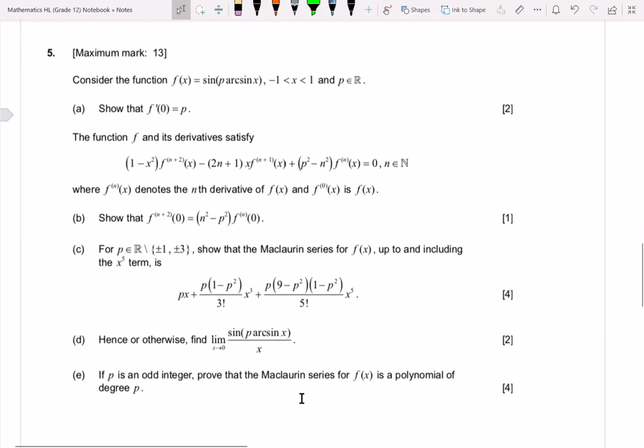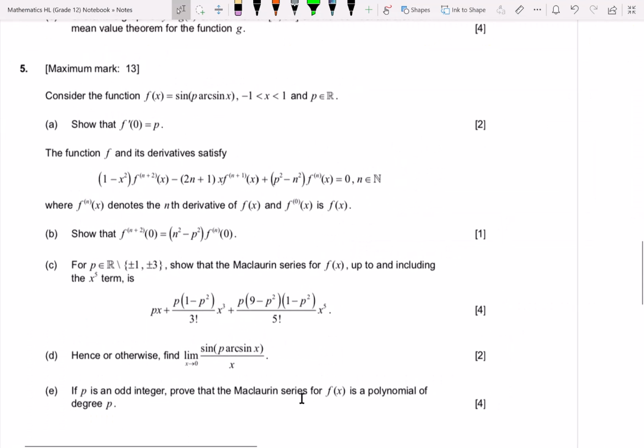Okay, we're on 5, and 5 is quite a doozy. It's pretty difficult later on. The first one's not too bad. It's just saying consider the function f of x equals sine of p times arc sine of x in the interval negative 1 to 1. Show that f prime of 0 equals p.